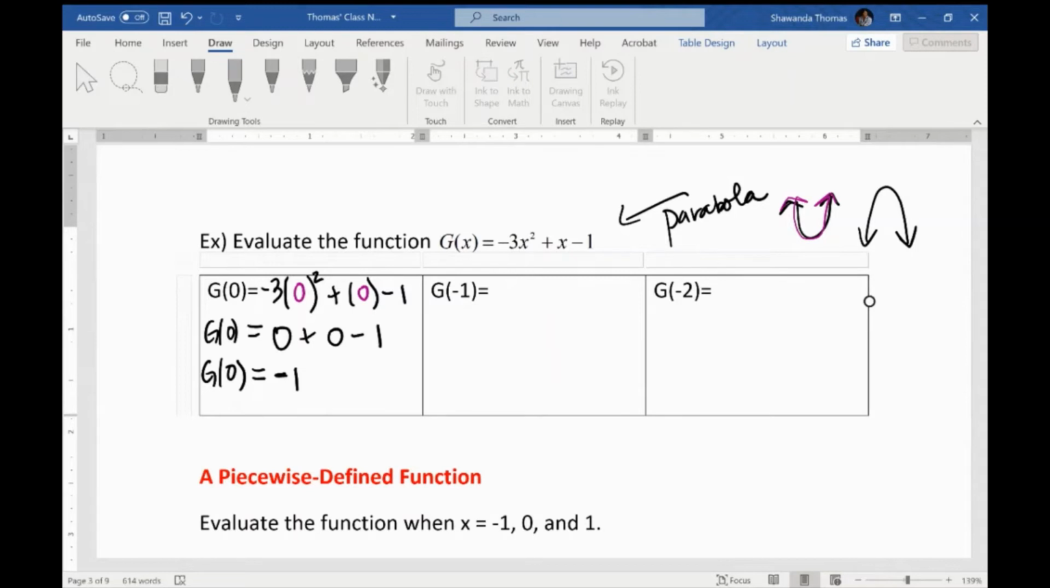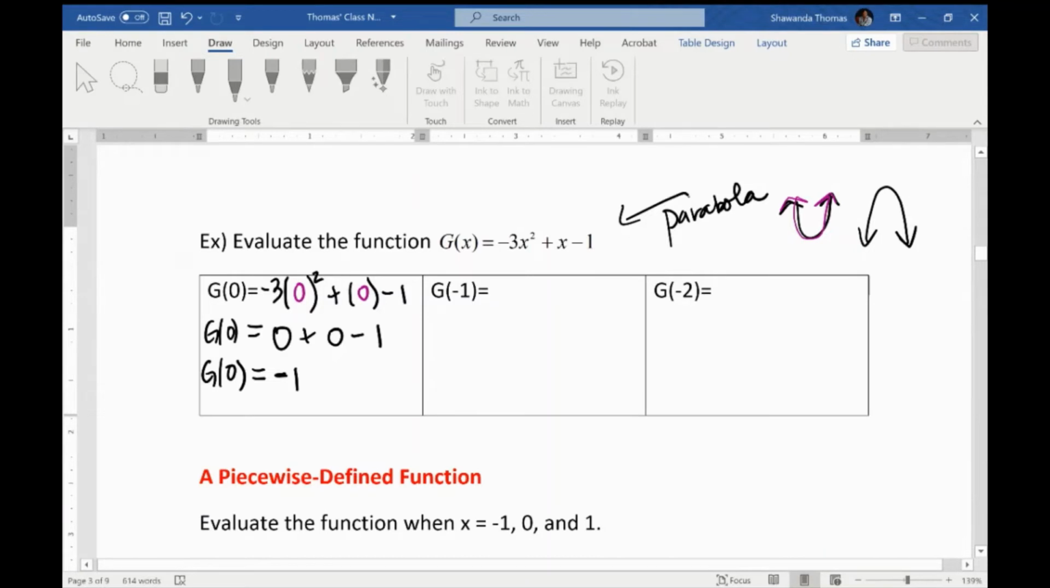All right, let's move on to the next one. The next one is challenging. We're going to plug a negative number into the function. So again, we're just plugging in -1. I'm going to write it out, but I want to see if y'all can figure it out on your own.